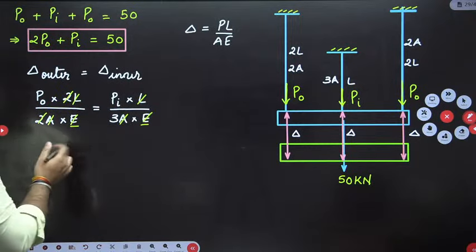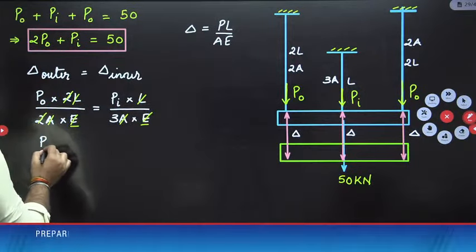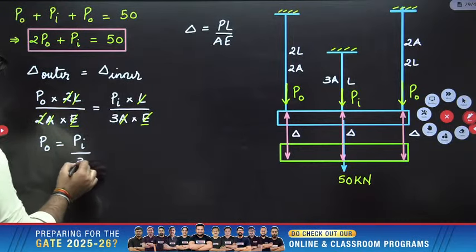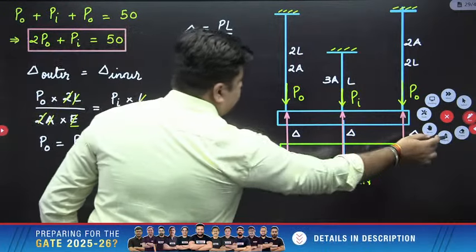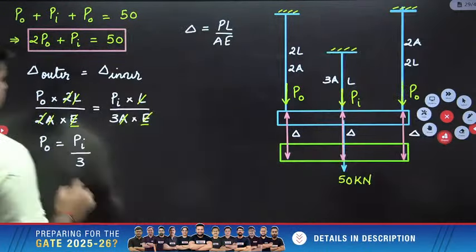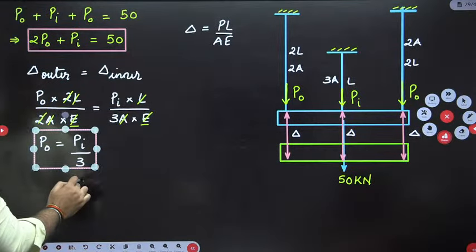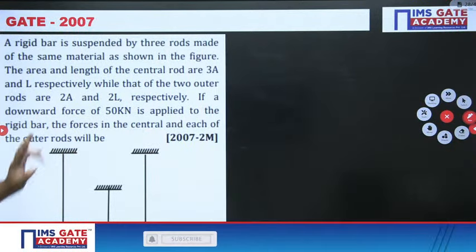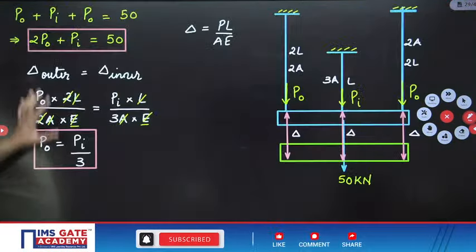So what do you have? So you have P naught is equal to Pi by 3. So you have one more relation between P naught and Pi. You have two equations, two unknowns. Kindly solve and get me the answer. What is required here? They are asking you the forces in the central and each of the outer bars. Means you need to find out all the forces.